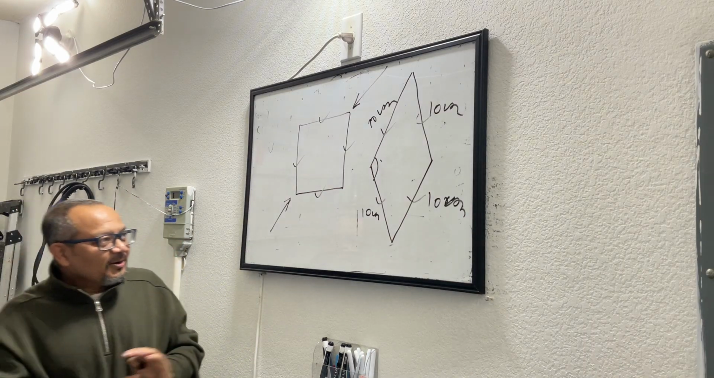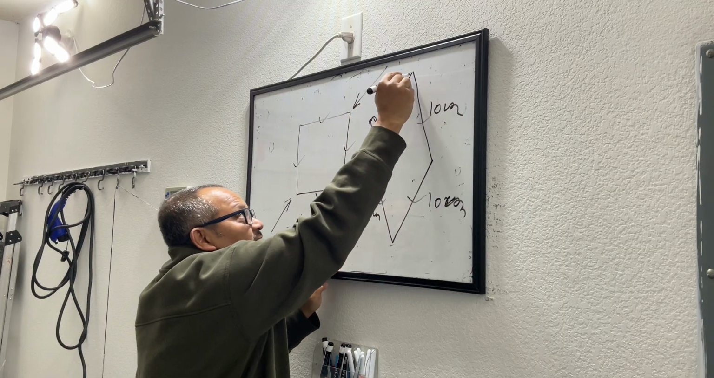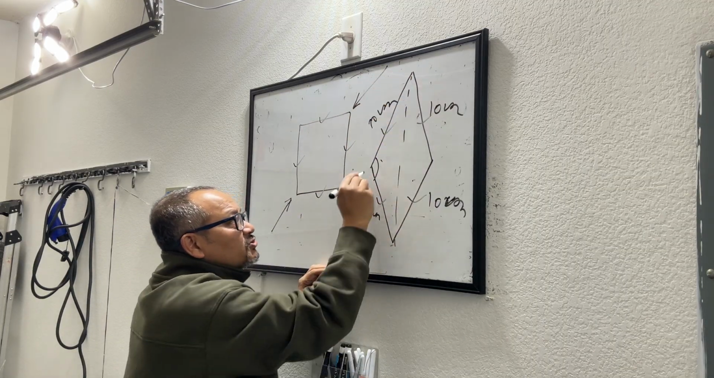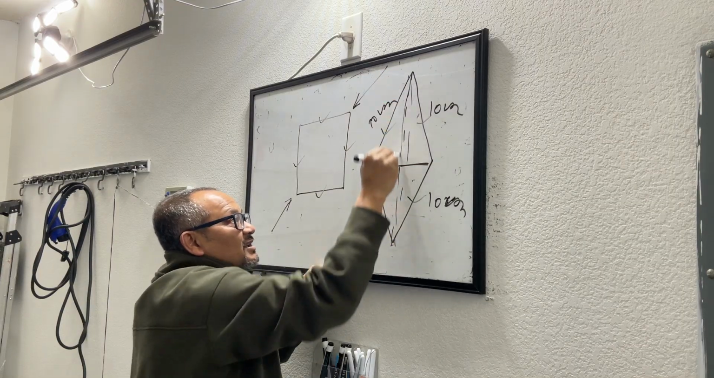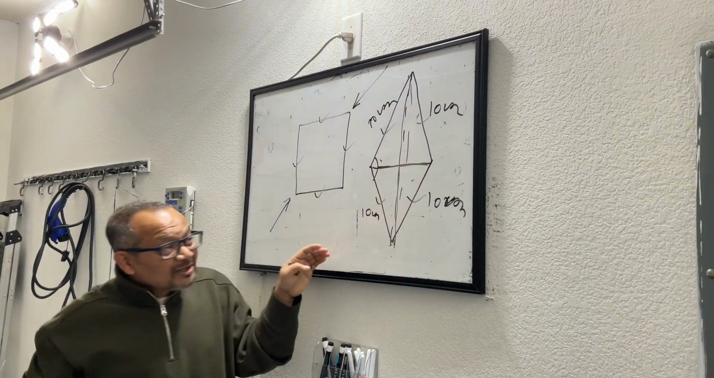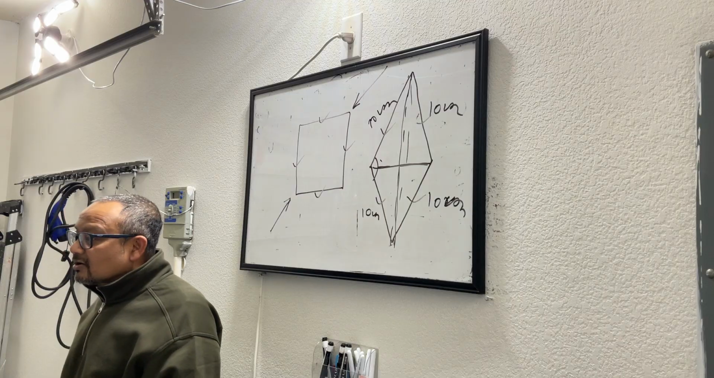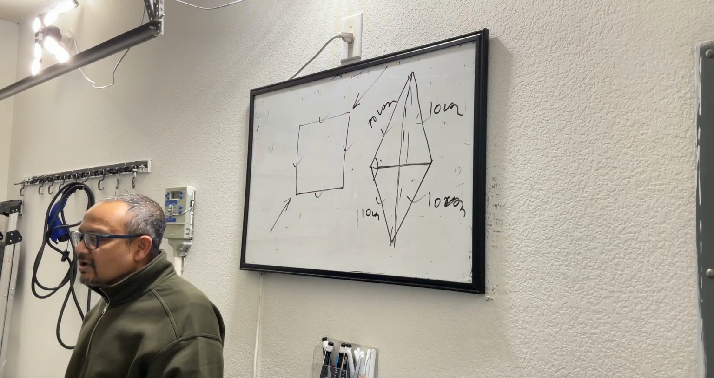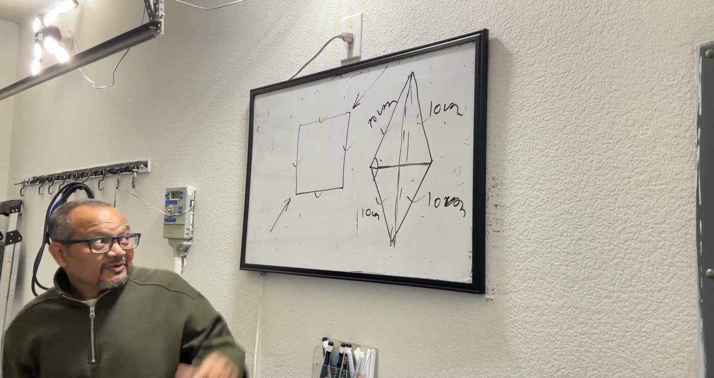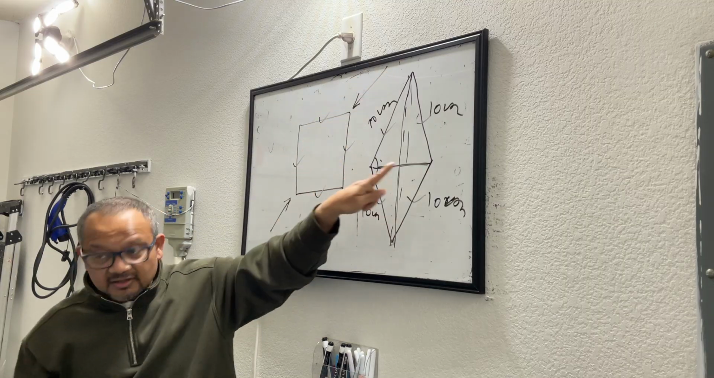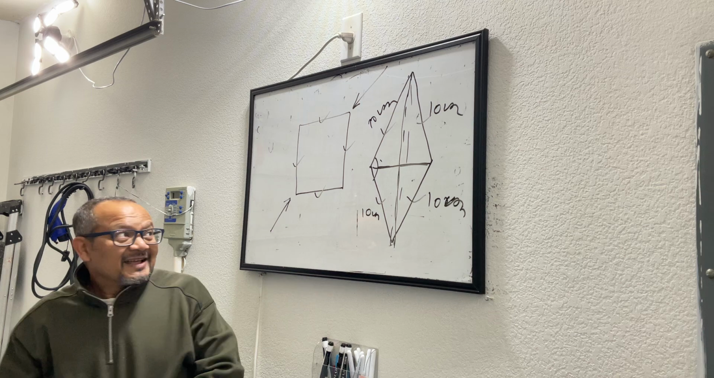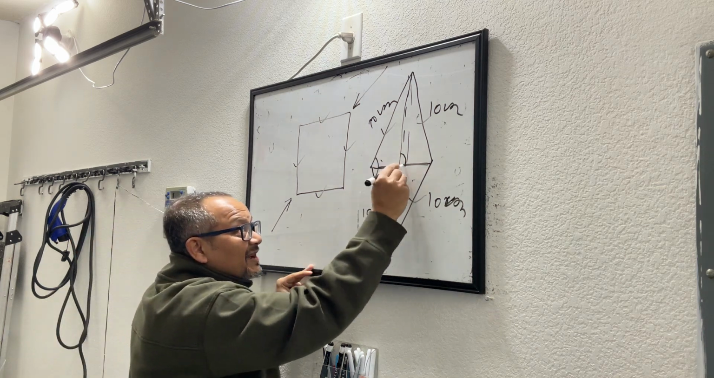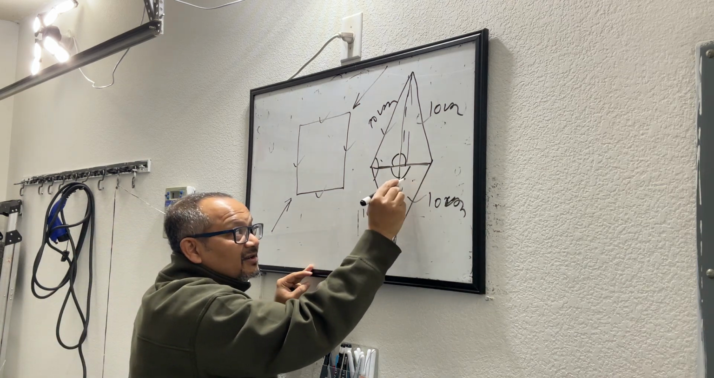Okay, so now, the unique property of rhombus is, if you join the opposite corners, this corner and this corner, this and this that you see, the two lines that you see in the middle, those are called diagonals. When you join the opposite corners of a rhombus, those are called diagonals. And the unique property is, these diagonals when they meet, they make 90-degree angle.